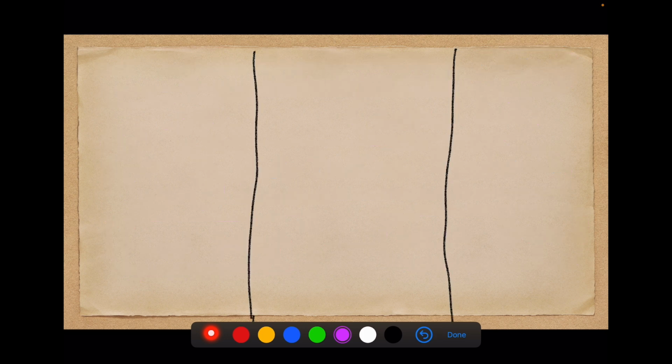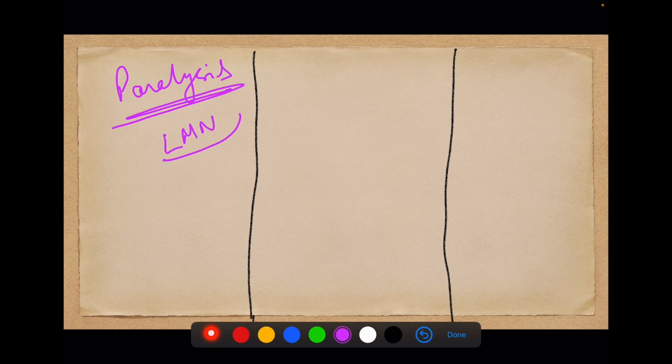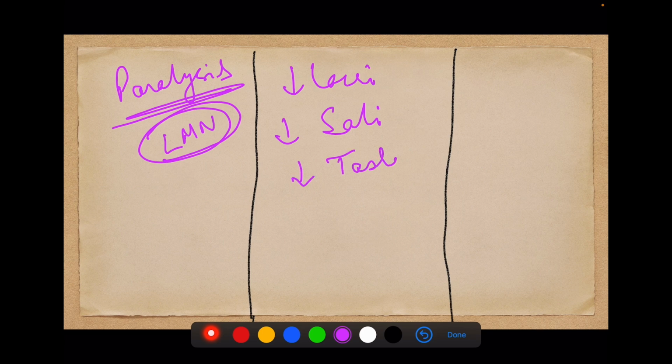Now, what will be the symptom in the facial droop? There will be paralysis of the face. Because the facial nucleus is getting affected, there will be a lower motor neuron lesion of the facial nerve. There will be reduced lacrimation, reduced salivation, and reduced taste from the anterior two-thirds of the tongue.